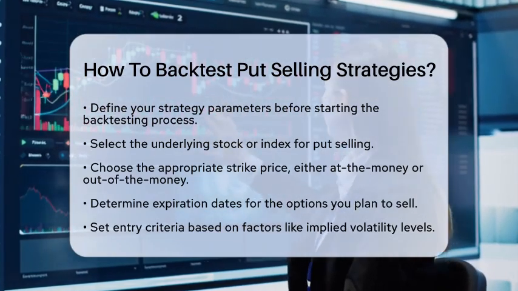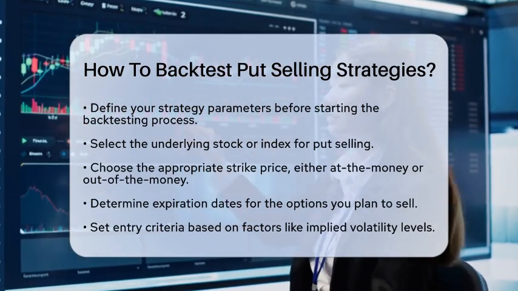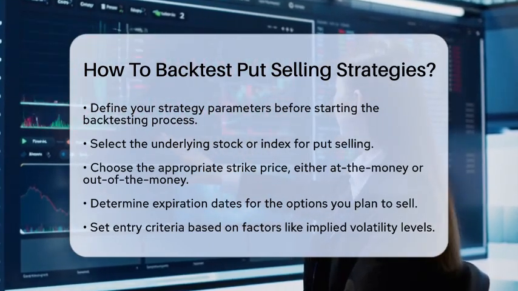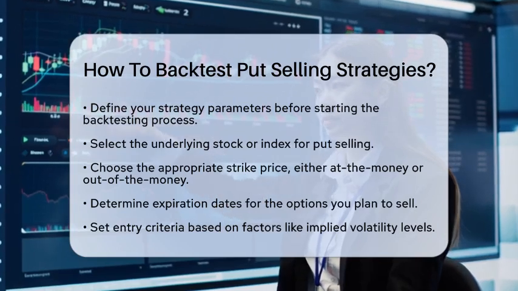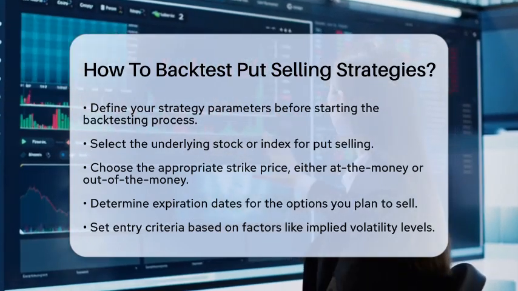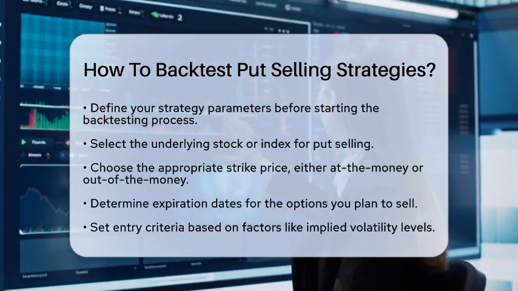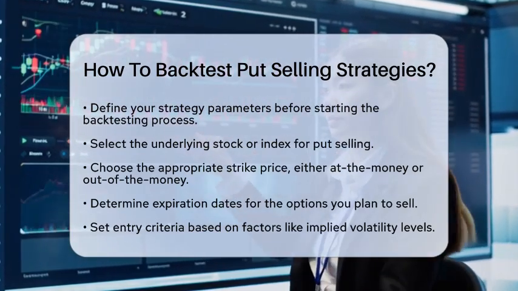First, you need to define your strategy parameters. Start by selecting the underlying stock or index you want to trade puts on. Next, choose the strike price in relation to the current stock price. This could be at the money or out of the money options. Then, determine the expiration dates for the options you plan to sell.